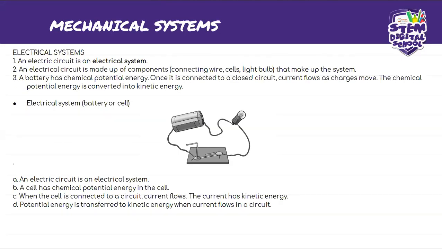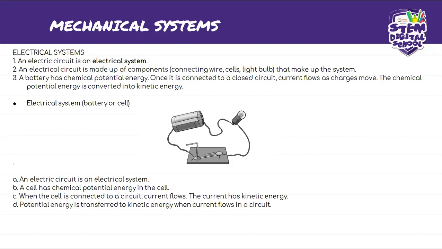Now let's look at the systems. We have got the electrical system. An electric system, a typical example is the circuit. An electrical circuit is made up of components. We have connecting wires, we have cells, we have bulbs that make up the system.